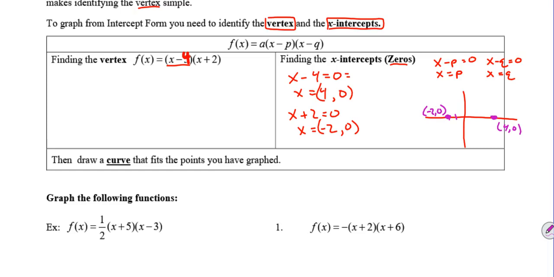Okay, so that's why we call it intercept form, because it basically just tells you what the intercepts are. Just remember that if it's in parentheses, it's the opposite. So x minus 4 becomes positive 4, x plus 2 becomes negative 2. So I have my x-intercepts. I know where this graph will cross the x-axis.